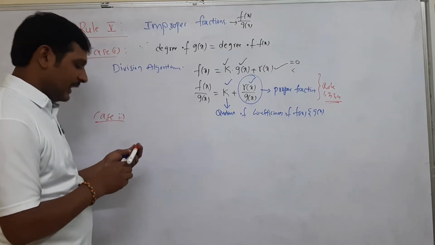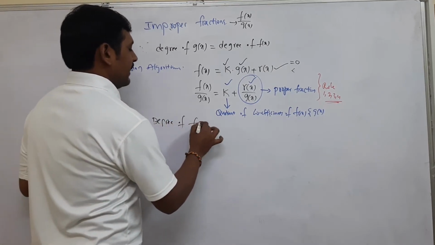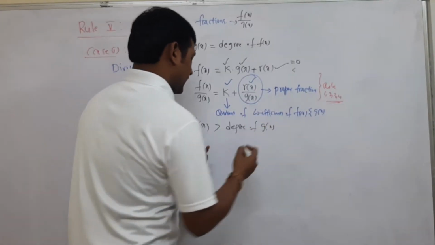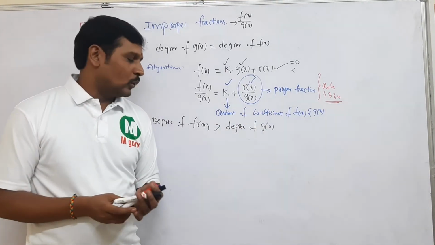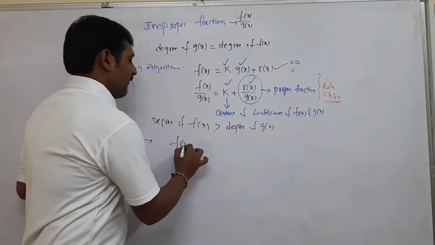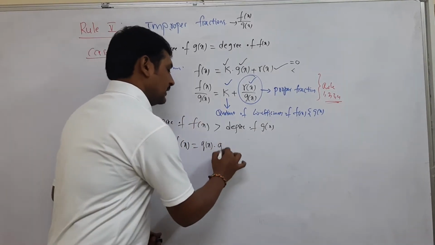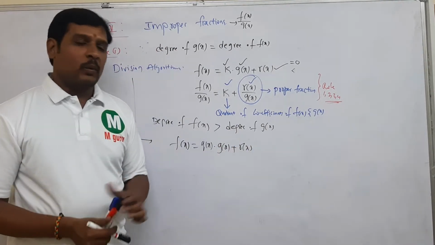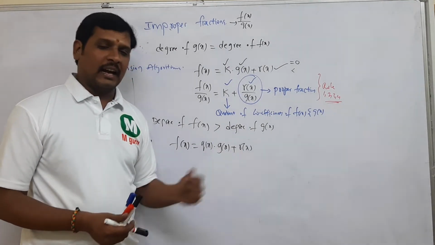Case 2 is in case degree of f of x is greater than degree of g of x. In case numerator degree is more than the denominator, then what we get? Again, by using division algorithm, we can write f of x as q of x into g of x plus r of x, right? So here we get quotient q of x into divisor plus remainder r of x.